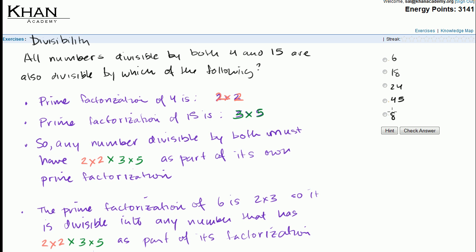And obviously, we have to make sure that the other choices aren't necessarily part of this prime factorization. So 8 is obviously 2 times 2 times 2, so it's not always going to be part of this. 45 has prime factors that aren't in this. It has 2 3's in it. 24 isn't going to be part of this. It has three 2's in it, and then a 3.